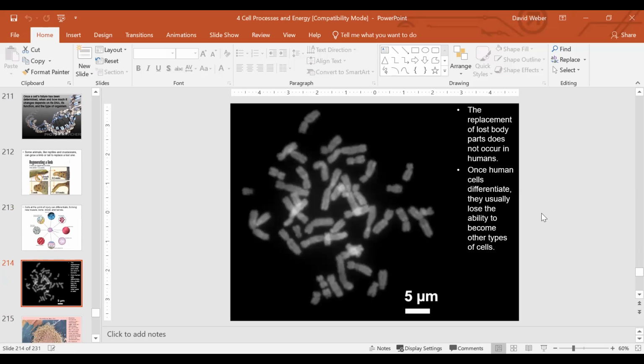The replacement of lost body parts does not occur in humans. That's really important for you to understand. If you lose a finger or an arm or a leg or something of that sort, it will not grow back. You are not a reptile. You are not a crustacean. Once human cells differentiate, they usually lose the ability to become other cell types.